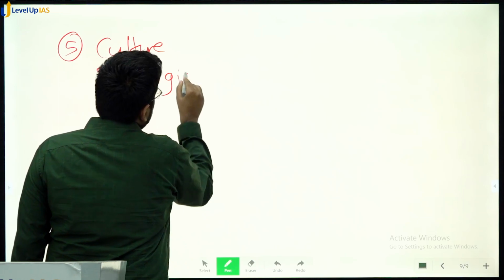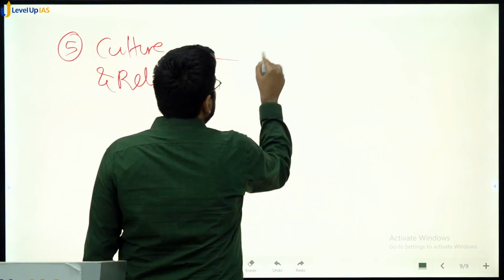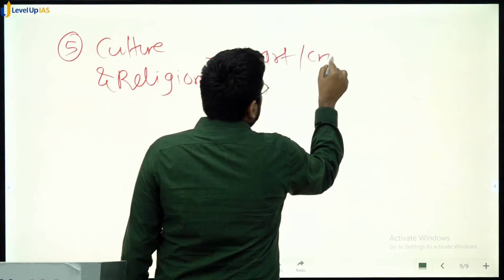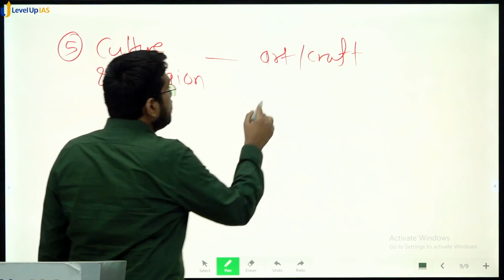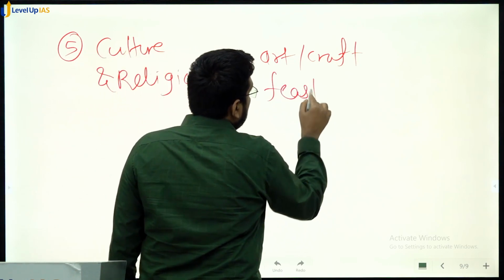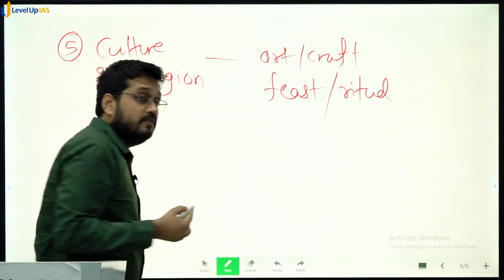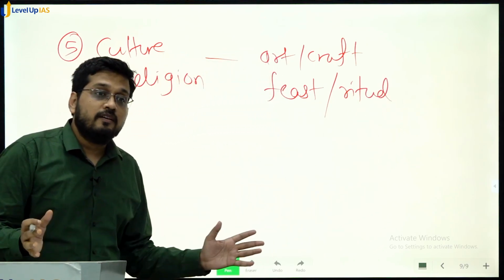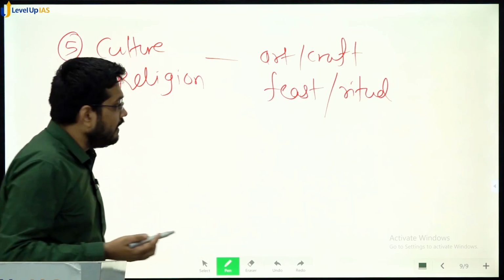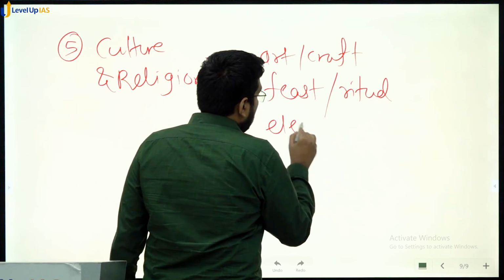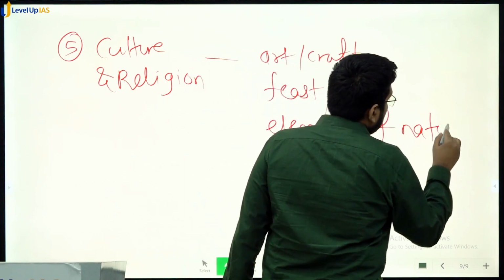Because you now have more leisure time, you have time for art, craft, engravings, music, and you also have time for community feasts and rituals. So you have the necessity of protecting your crop. For that, you have to pray to some god, like elements of nature. They began to be worshipped. Worship of elements of nature.